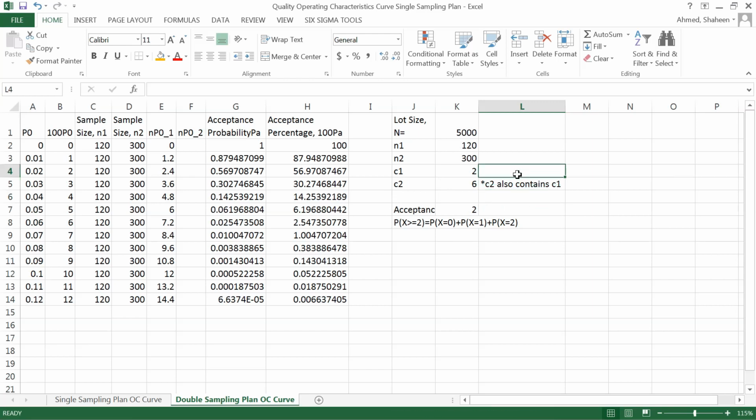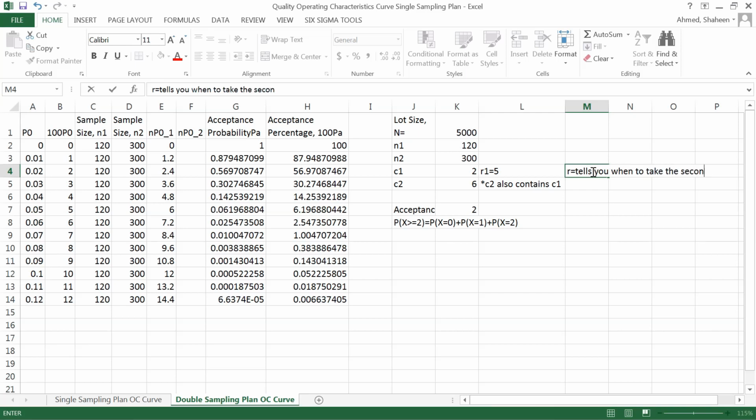Now we need to set another criteria called the rejection criteria. What this indicates is basically when do you take a second sample. So this R tells you when to take the second sample, or when not to take the second sample.